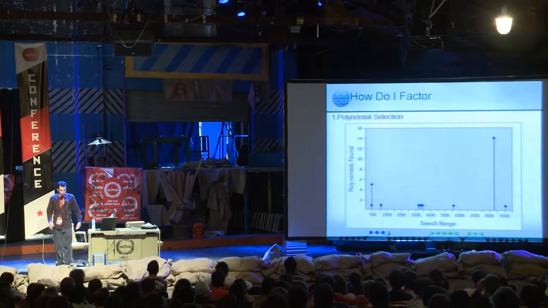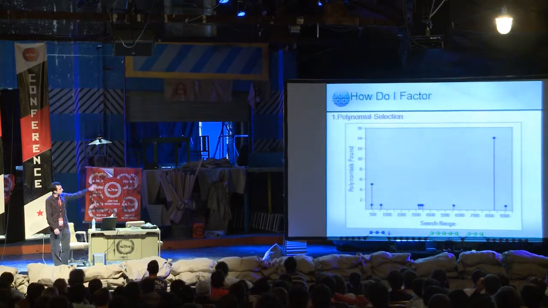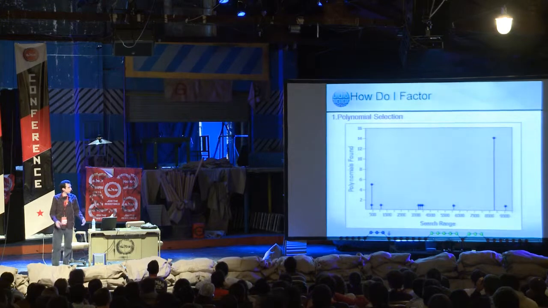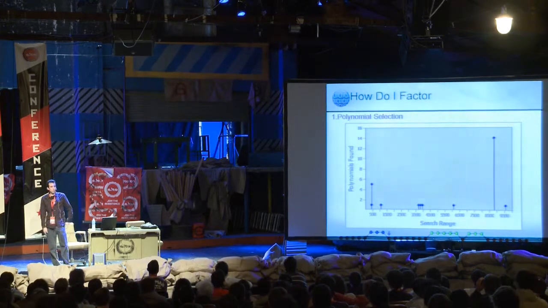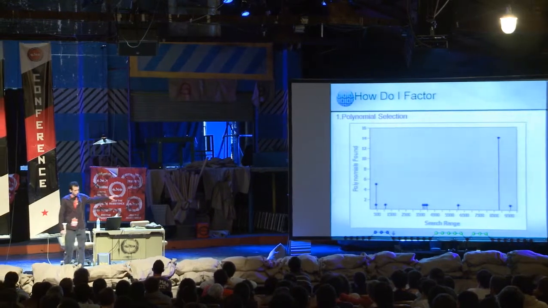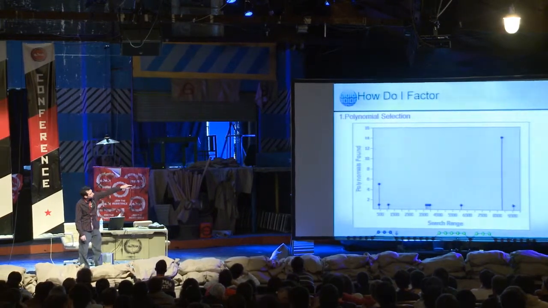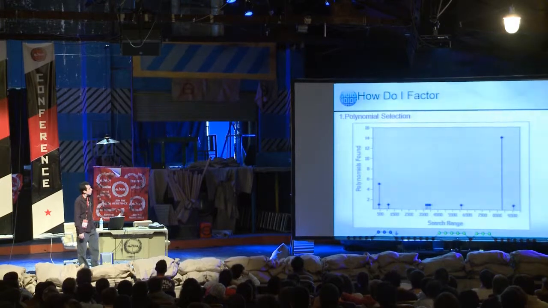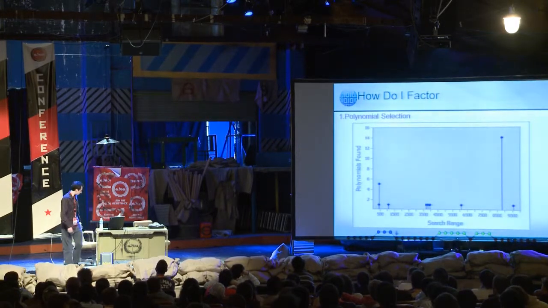So let's talk about the first step and put it into BOINC. Polynomial selection. Like I said, polynomials occur randomly. We have to find them. This was the result for one semi-prime. And I found a bunch of polynomials over there and a few over there. But for you, it'll look completely different.